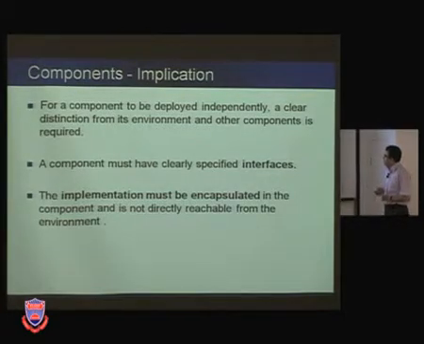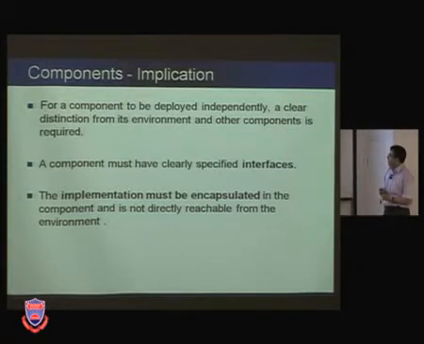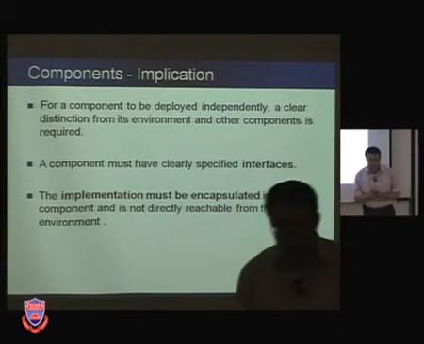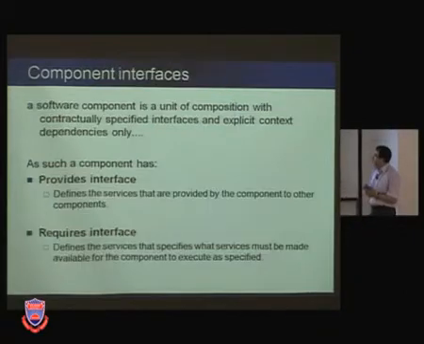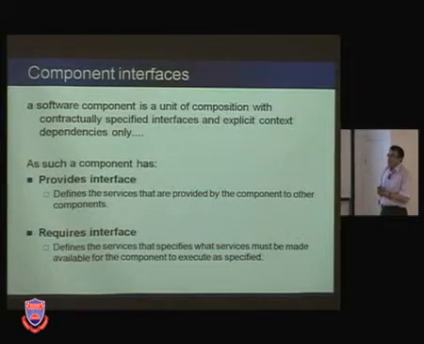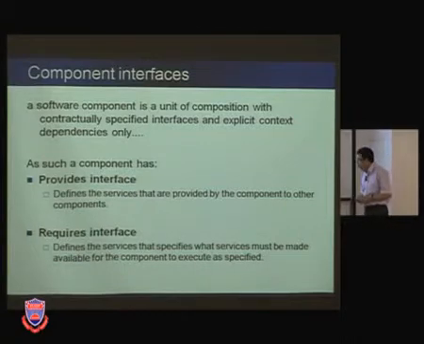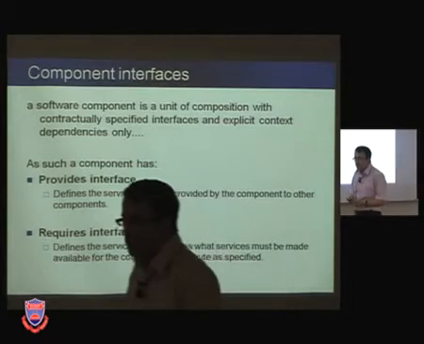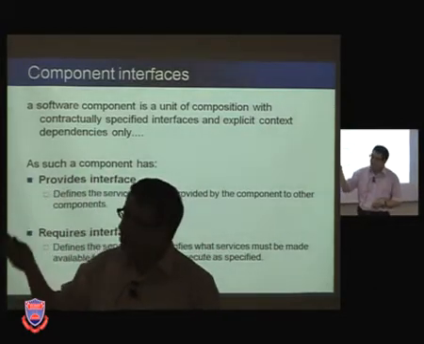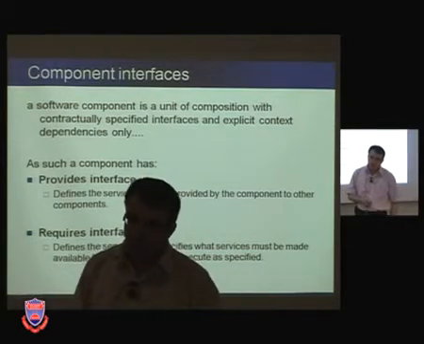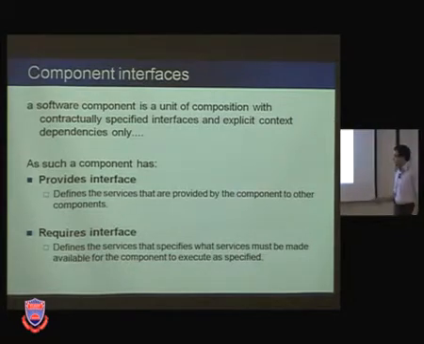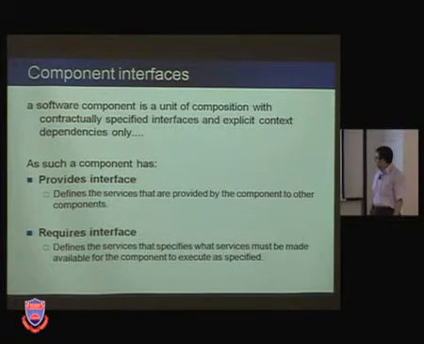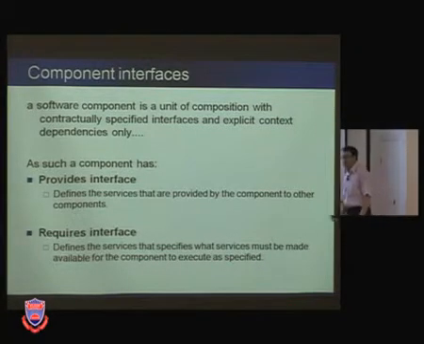To be independently deployable, a component should have a clear distinction from its environment and other components. A component must also have clearly specified interfaces, and the implementation must be encapsulated. So what are the interfaces? Components are at a higher level of abstraction, typically including a set of objects. A provides interface defines the service operations that are provided to other components. This is a component. It has provides, I can press on it, right? And a requires interface defines what service must be made available for the component to execute as specified.